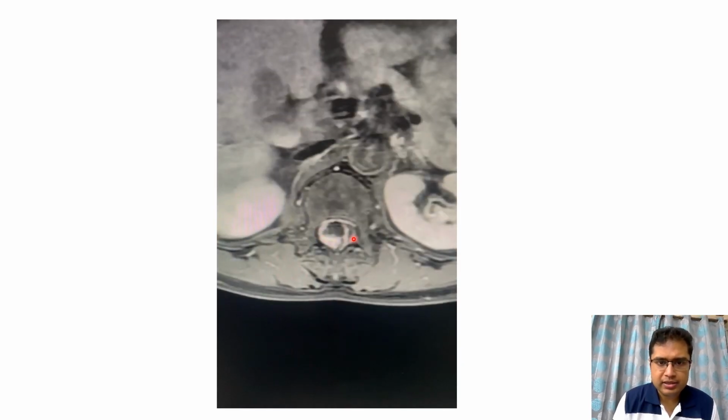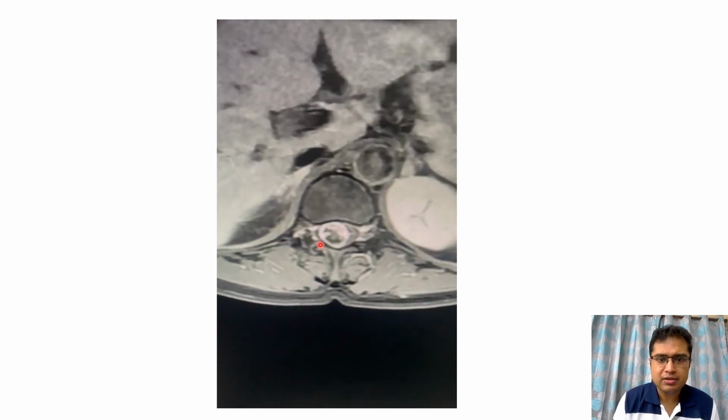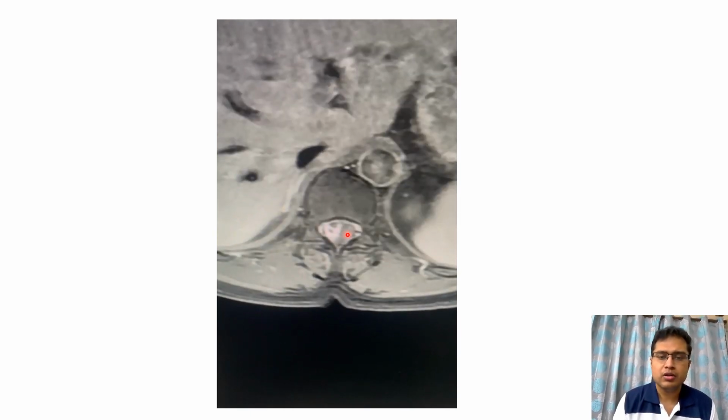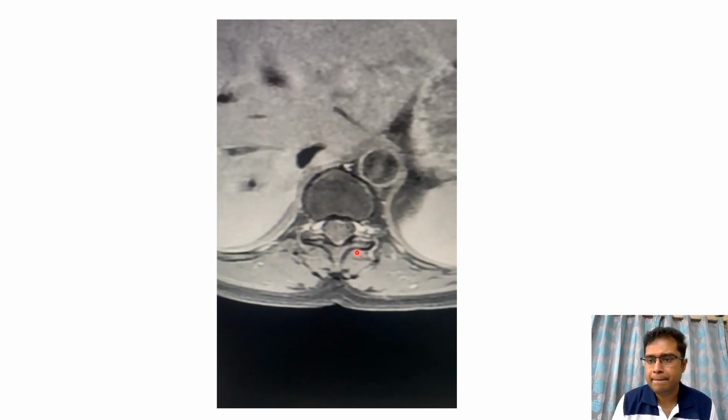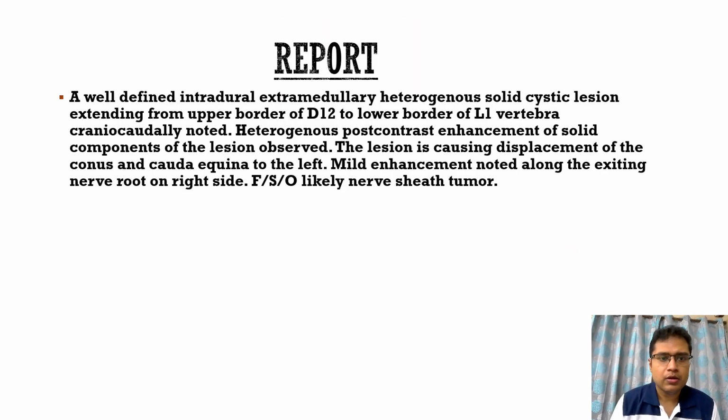In these axial post contrast images, we can see some enhancement of the nerve root as well. So this is a report that I had given. A well-defined intradural extramedullary heterogeneously enhancing solid cystic lesion from the upper border of D12 to lower border of L1 vertebra craniocaudally. The heterogeneous post-contrast enhancement of the solid components was seen.